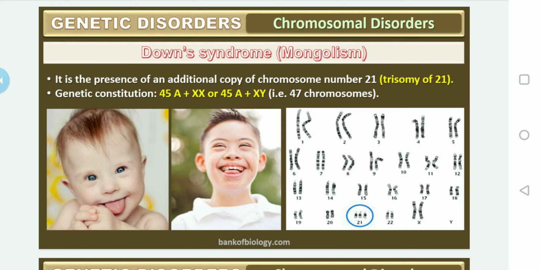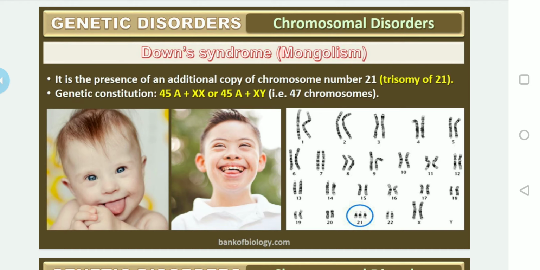Down syndrome is the presence of an additional copy of the chromosome from the 21st pair of autosomes. That's why it is also known as trisomy. Justify the statement: Down syndrome is also known as trisomy. Then you should write: the babies will have an extra chromosome from the 21st pair of chromosomes, hence it is also called trisomy. Therefore, the affected individual has 47 chromosomes instead of 46.